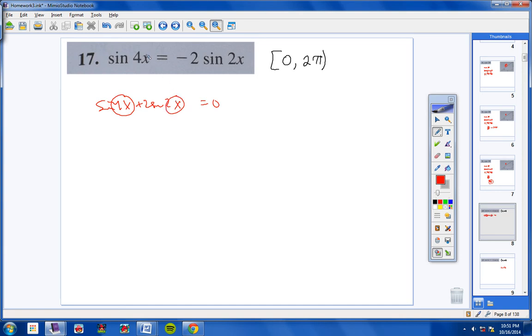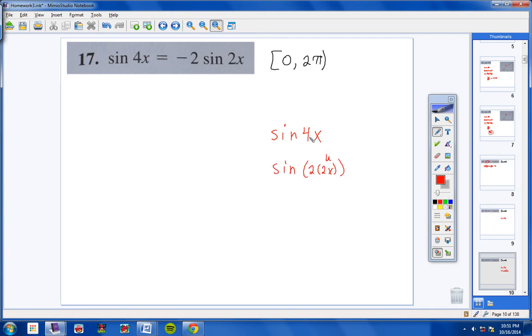So what we're going to do is we're going to take sine of 4x and we're going to work with that a little bit, okay? So here's sine of 4x. Now, watch carefully what I do. I'm going to go ahead and rewrite 4x as 2 times 2x. Now, 2 times 2x is still 4x, okay? However, now I'm calling my 2x u.